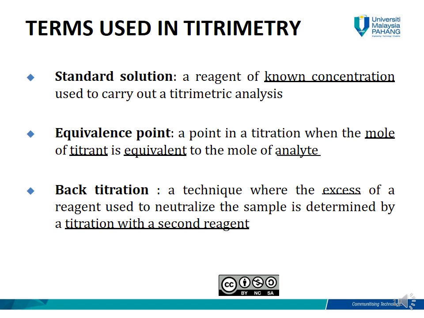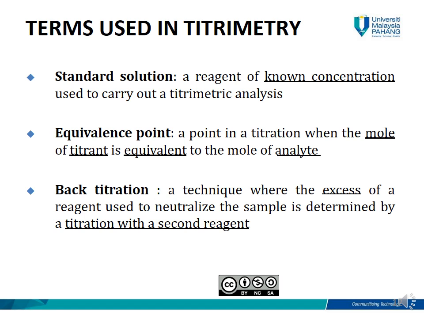Next is the equivalent point. The equivalent point is a point in a titration when the moles of titrant are equivalent to the moles of analyte. Here you can see the titrant is actually in the burette. The titrant, the word ending with T, is the solution contained in the burette. The equivalent point is when the reaction is complete, so it will give a signal, like a color change. You can identify this especially in acid-base titration.